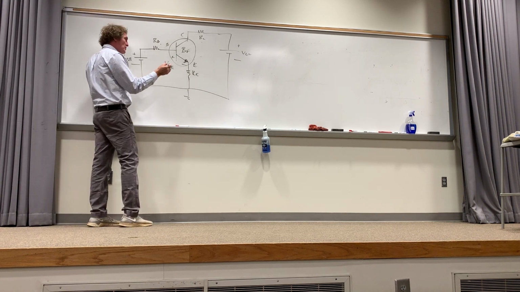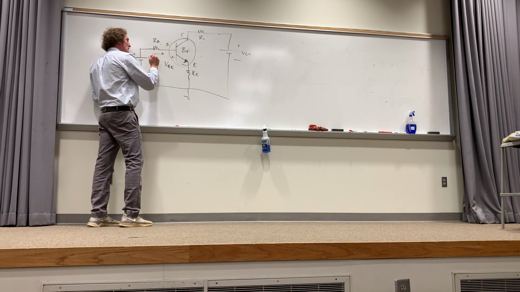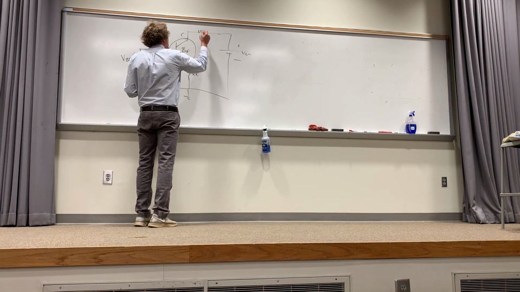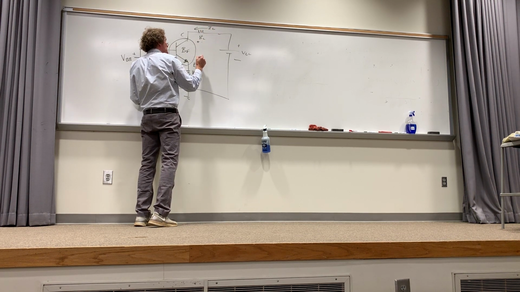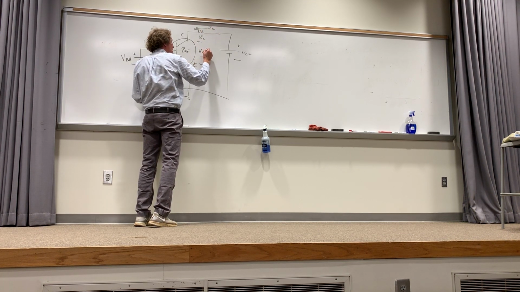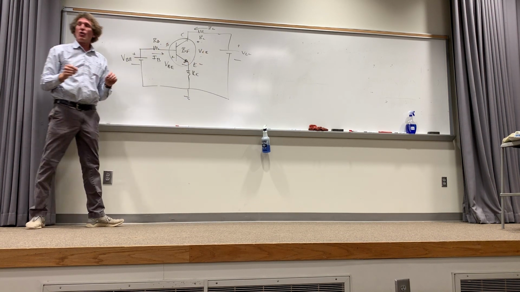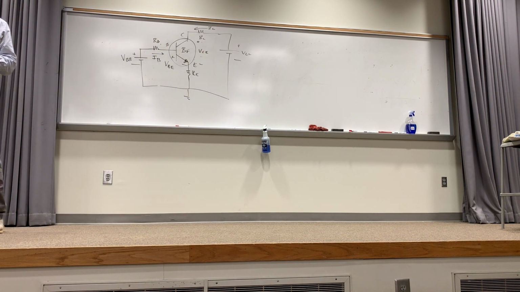Well, actually, three things. I want to find I base. I want to find I collector, and I want this: the voltage between the collector and emitter. That's almost always something that's asked for. Everybody got that? Current in the collector, current in the base, and voltage across the collector to emitter. Do you all see this, class?